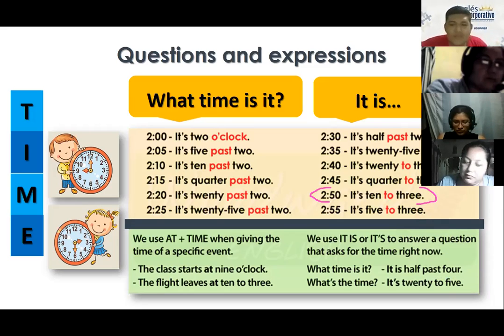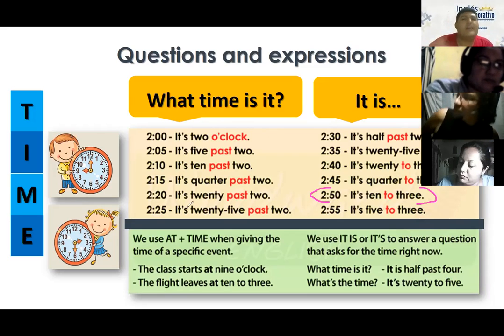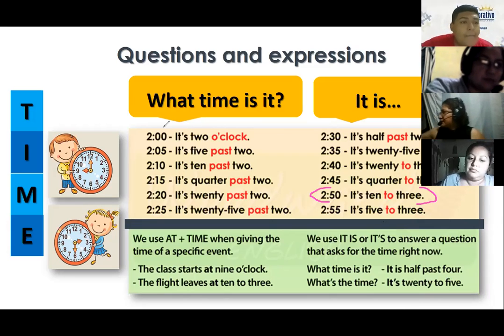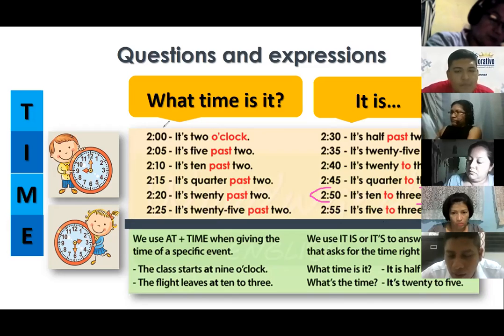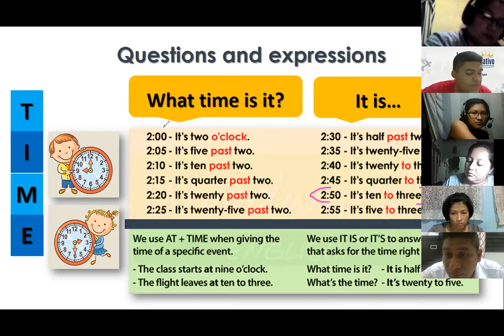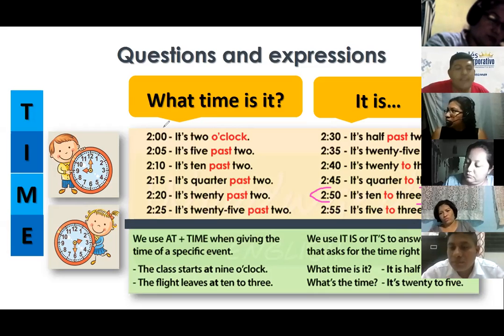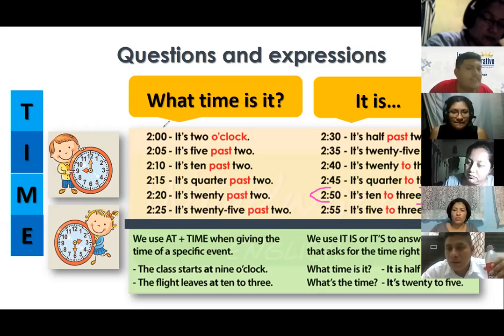It's a little bit difficult because you have to remember a lot, right? For example, you have to be at work on time. On time. And then you mention the time. At 7 a.m., for example. At 5 a.m.